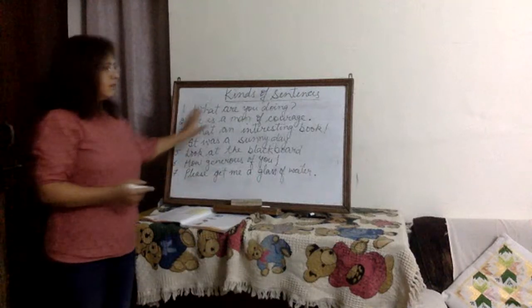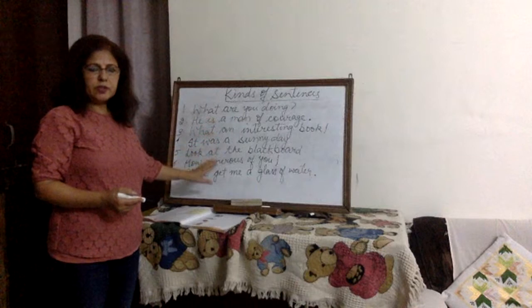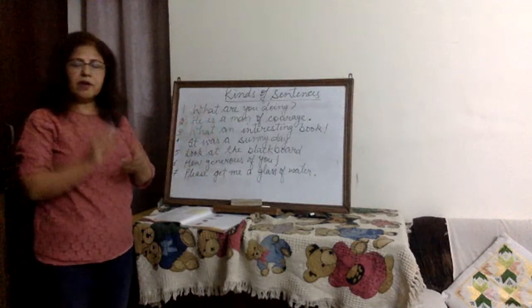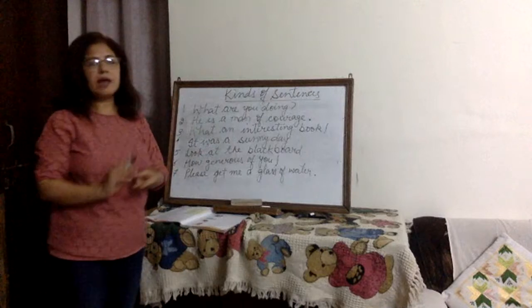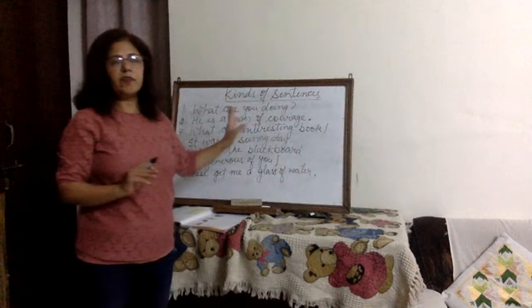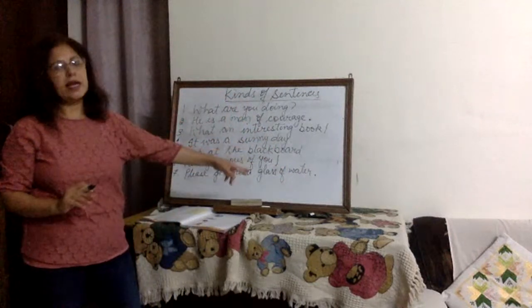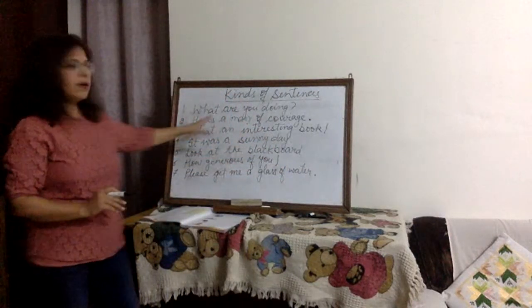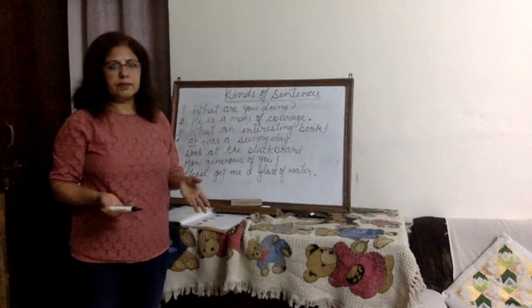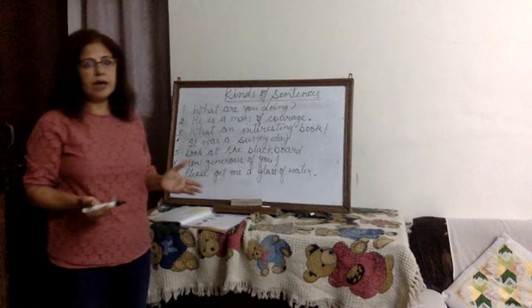So I hope all of you would have understood these kinds of sentences. At the end of the assertive sentence and at the end of the imperative sentence, we put a full stop. And at the end of the exclamatory sentence, we put an exclamation mark. And at the end of the interrogative sentence, we put an interrogation mark. It's so simple. You can recognize it.